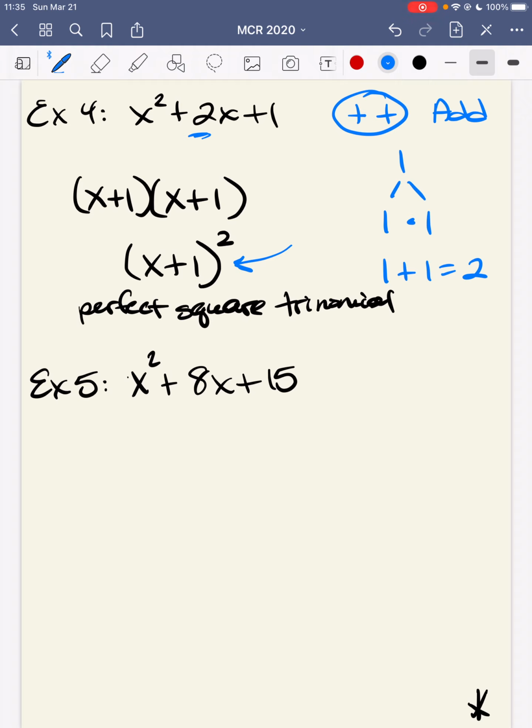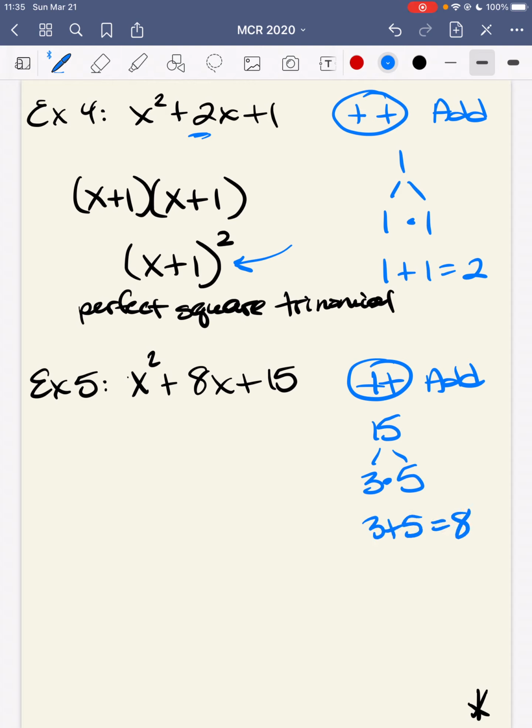All right, let's go ahead and look at the last one. Again, I have all pluses, so I know I'm going to have two pluses. I'm going to be adding to get the middle term. I have a 15, so 15, I have 3 times 5. 3 times 5 is 15. 3 plus 5 is 8. So there's the value I need.